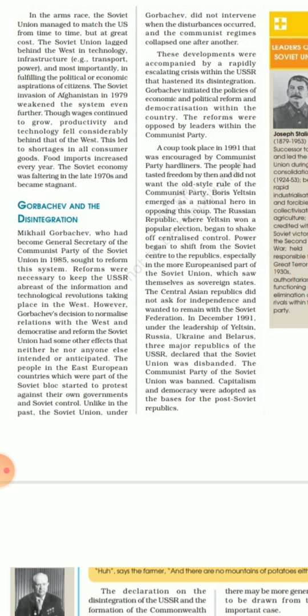In the Russian Republic, Yeltsin won a popular election and began to shake off centralized control. Power began to shift from the Soviet center to the Republics, especially in the more Europeanized part of the Soviet Union, which saw themselves as sovereign states. The Central Asian Republics did not ask for independence and wanted to remain with the Soviet Federation. In December 1991, under the leadership of Boris Yeltsin, Russia, Ukraine, and Belarus, three major republics of the Soviet Union, declared that the Soviet Union was disbanded. The Communist Party of the Soviet Union was banned, and capitalism and democracy were adopted as a base for the post-Soviet republics.